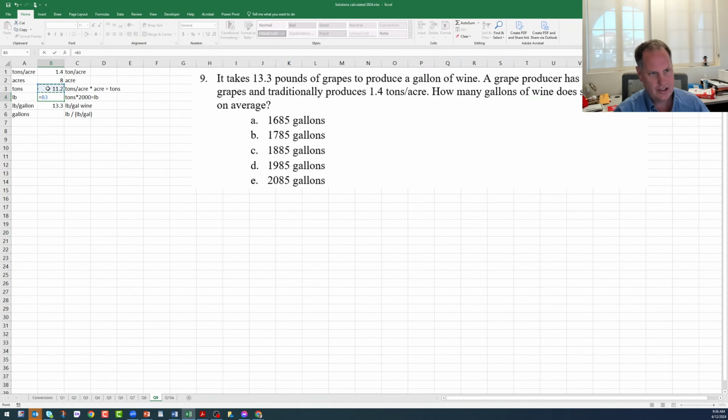We need to convert that to pounds, so times 2,000, which we used in the last problem. Now it takes 13.3 of those 22,400 pounds to make a gallon. So I just do this divided by 13.3 and we get 1684 pounds, which looks an awful lot like answer A.